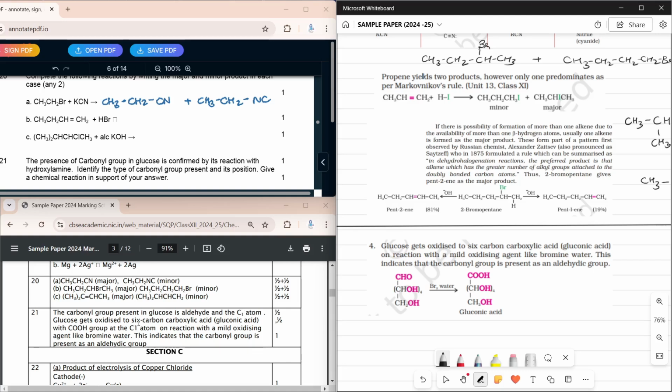So glucose gets oxidized to 6-carbon carboxylic acid, gluconic acid with COOH group at the C1 on reaction with the mild oxidizing agent like bromine water. This indicates that carbonyl group is present as an aldehydic group. And you can also possibly include the reaction as well if you'd like. And if you just mention the name, that's amazing.